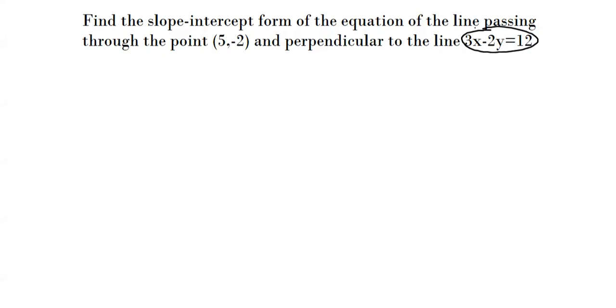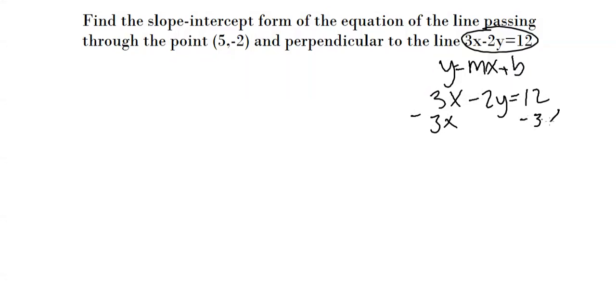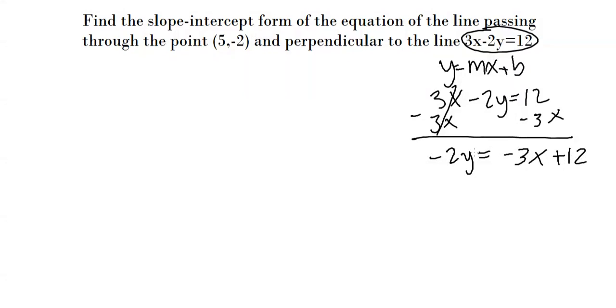So the first thing we're going to do right off the bat is change 3x - 2y into y = mx + b form. In order to do that, the first thing we're going to do is subtract 3x from each side, so that we're left with -2y = -3x + 12. And to isolate y by itself, we're going to divide each side of the equal sign by -2, so that we're left with y = (3/2)x - 6.